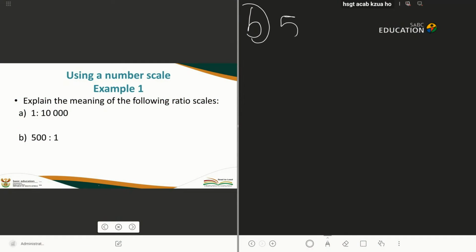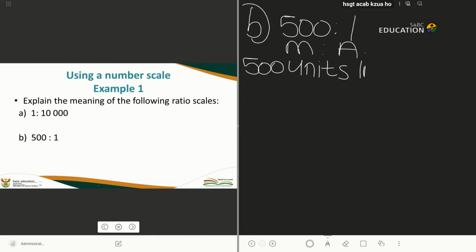It is 500:1. It doesn't change. The order does not change. This is still the map distance. This is still the actual distance. So when you explain it, you will say 500 units.